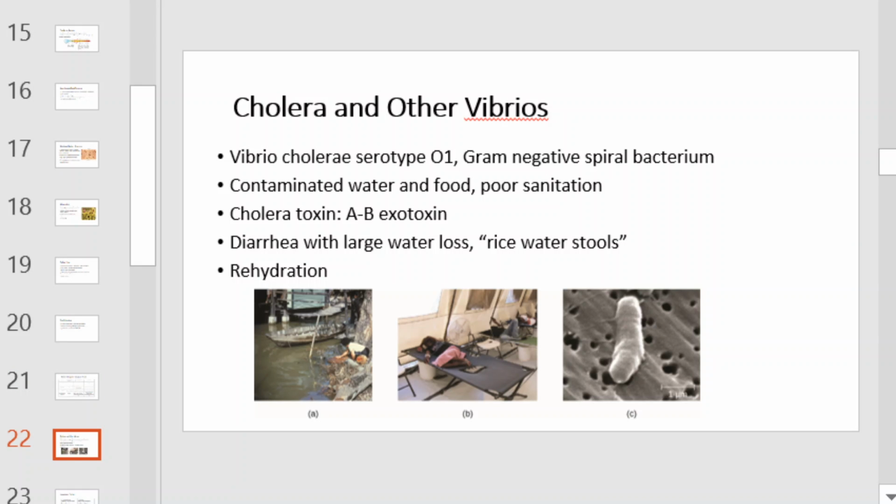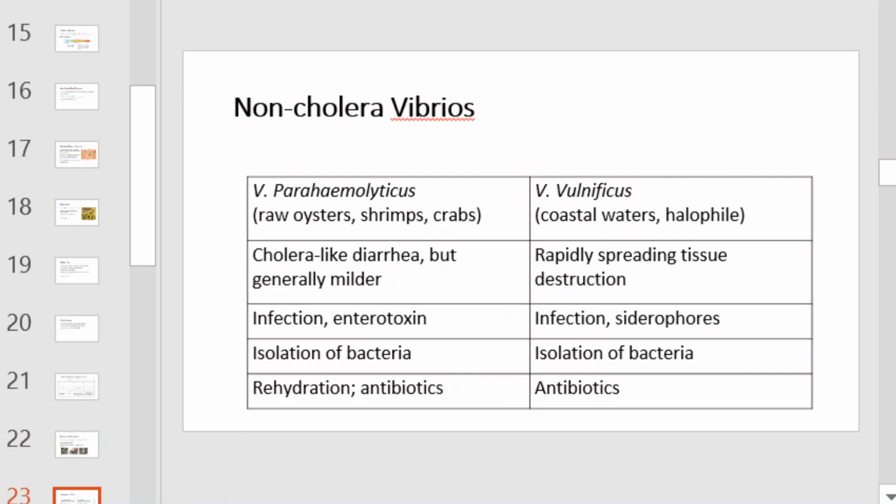Cholera and other vibrios. Vibrio cholerae, serotype O1, is a gram-negative spiral bacterium which enters the body through contaminated water and food, and poor sanitation. Cholera toxin is an AB toxin. It causes diarrhea with large water loss, or rice water stools. It is treated through rehydration and antibiotic therapies. Non-cholera vibrios are listed in this table. Take a moment to pause the video and familiarize yourself with each.